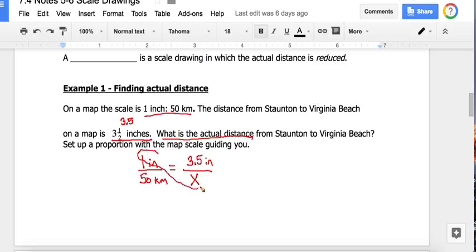So 1 times x is x. I can put that 1 in disguise; I don't need to actually write the 1. And then 50 times 3.5 is 175 kilometers. Okay, circle your answer, and we have just solved a scale drawing question. Now remember, when you're doing these, write your scale as a ratio first.